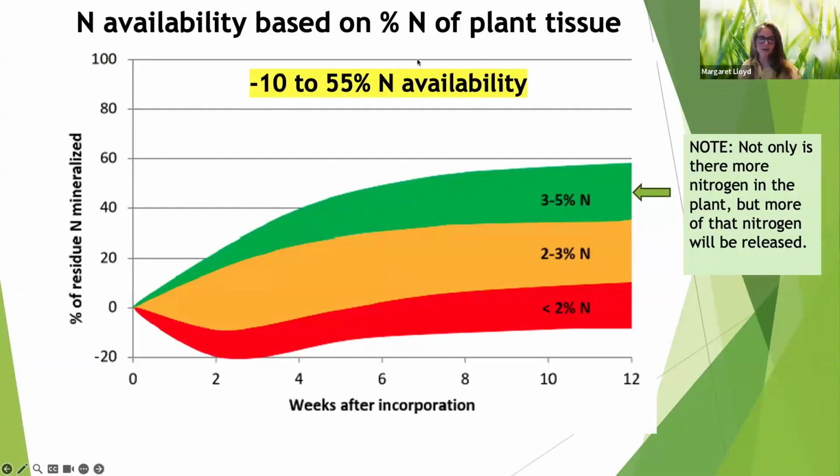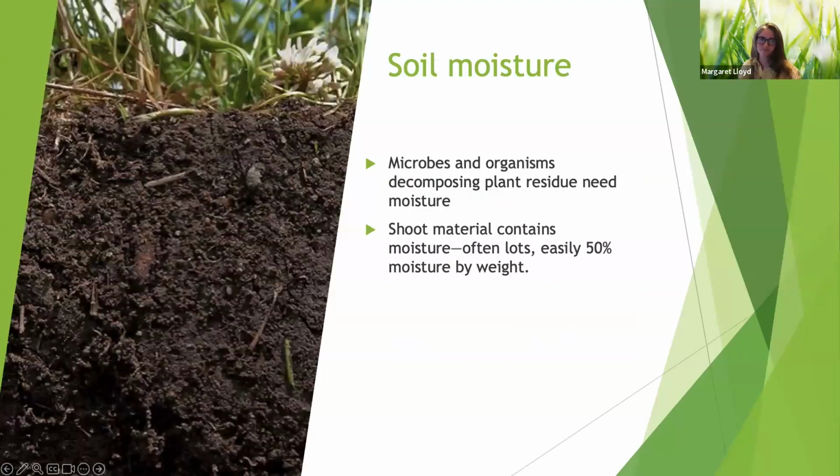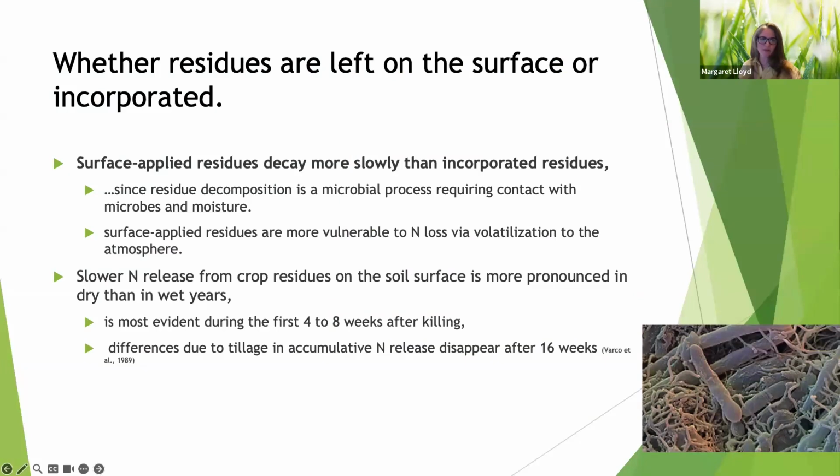So in summary, what we see here is that range I started out with of about -10 to 55% nitrogen availability. And remember that materials left on the surface versus incorporated will make a big difference on how much becomes available because of both moisture, temperature, and contact with the microbes.